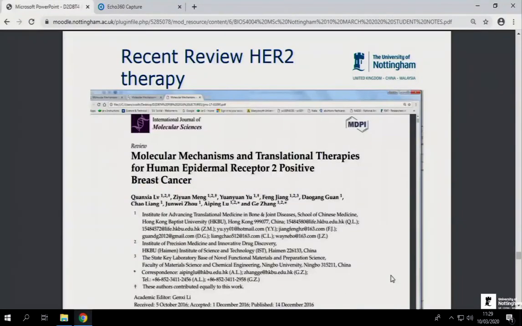The most recent one I've got is a review on molecular mechanisms using translational therapies. And that is a really good paper by this group. This is a Chinese group who've actually looked at translational therapies. That means not just making HER2 things, but doing some work on the molecular mechanism of antibody escapes for these tumours, and then selecting the gene products and then using those in monoclonal therapy. Really clever stuff.